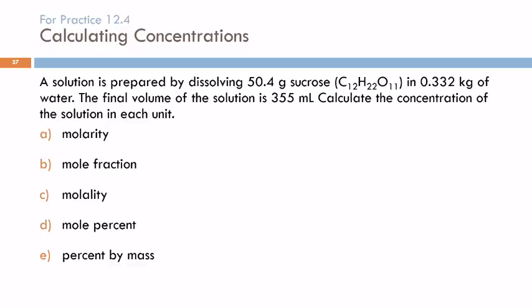Okay, so this is a fun problem. A solution is prepared by dissolving 50.4 grams of sucrose in 0.332 kilograms of water. The final volume is 355 milliliters. Calculate the concentration of the solution in each unit. 11.5%. You might think, well, 11.5%, but look, this is probably a soda that has more sugar than the other one, so we can't just use that.